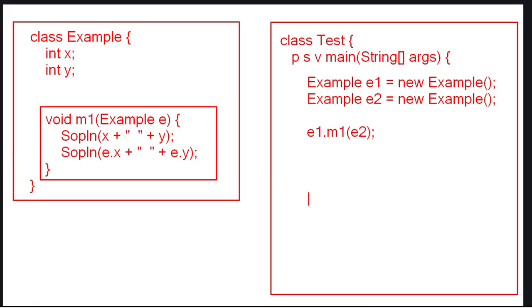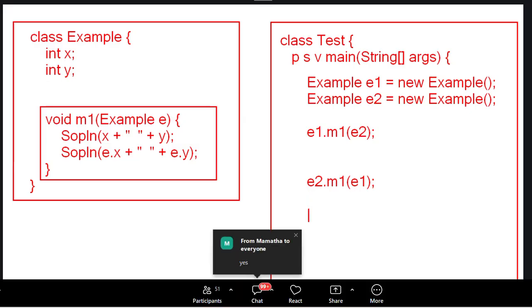Now tell me, can I write this M1 method call like this? Is it allowed or not? Why? How? Why is there no error when I rotate the objects? What is the meaning of this statement?